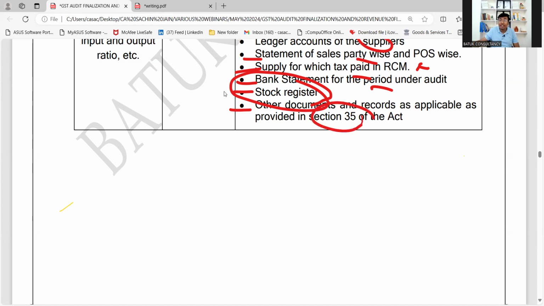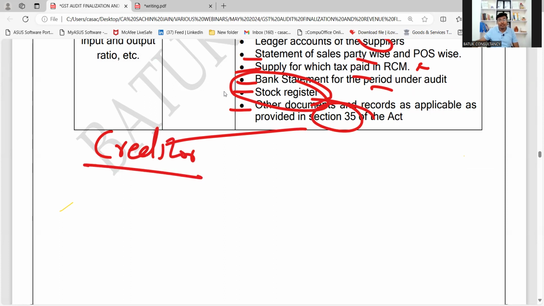Other documents as per section number 35, we are going to demand the creditors as well as the debtors age wise, so that we can easily identify if there is any non payment to the creditors within 180 days, in that case input reversal is to be checked.